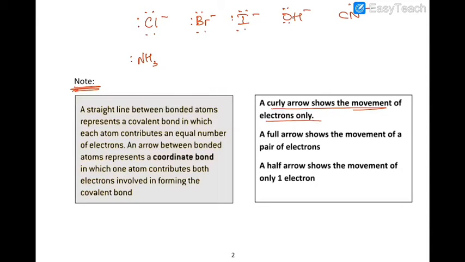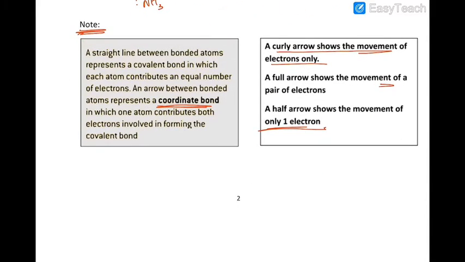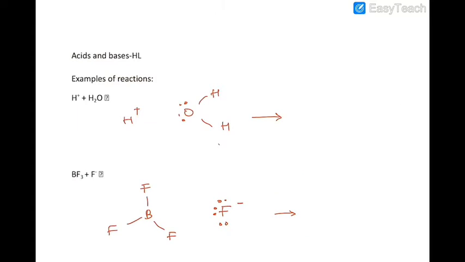One thing to note that I already mentioned in class is that the curly arrow shows the movement of electrons only. A full arrow means a pair of electrons is moving, a half arrow shows only one electron is moving. I also mentioned the coordinate bond. For example in NH3, you have the nitrogen giving the electrons to hydrogen. It is a covalent bond, but a special kind where the nitrogen is giving both electrons in that covalent bond.